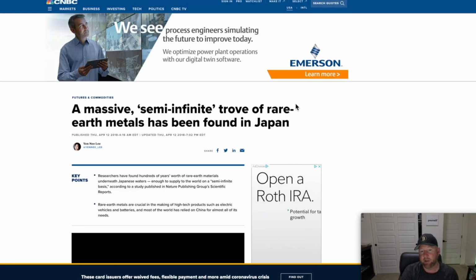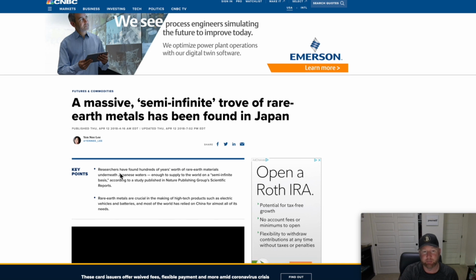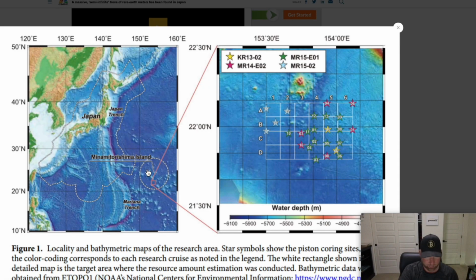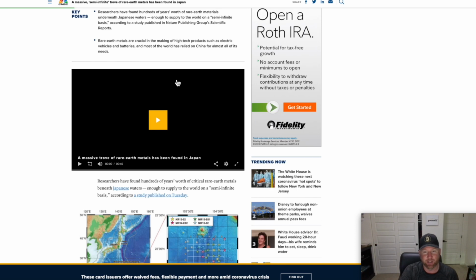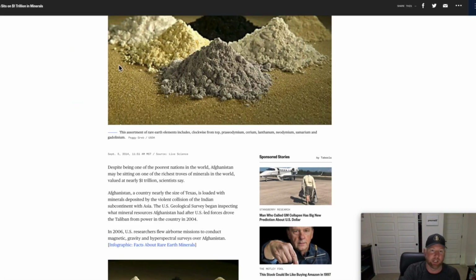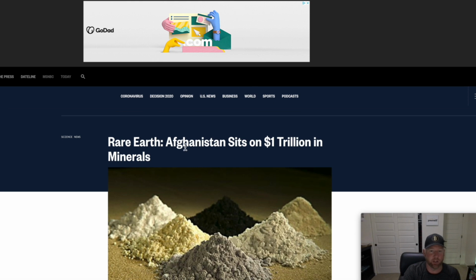They found a rare earth metals deposit, but it's way down in the middle of the ocean. You can see right here, way down there, just north of the Marianas Trench. Kind of hard to get to, right? So there's a lot of rare earth minerals down there, but they're hard to get to. Here's another one, rare earth.